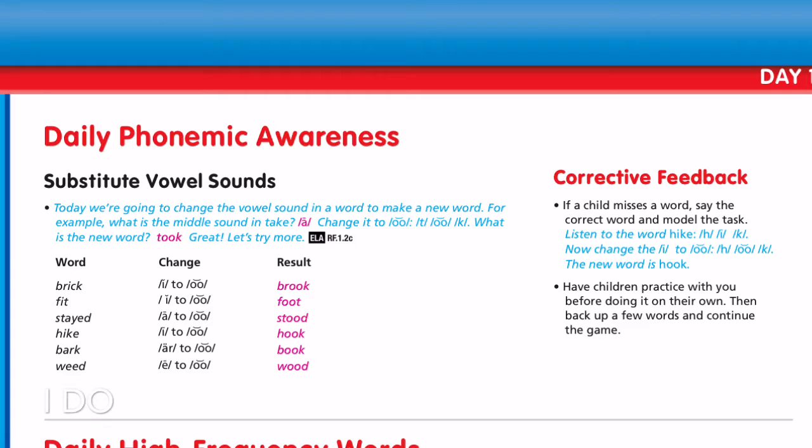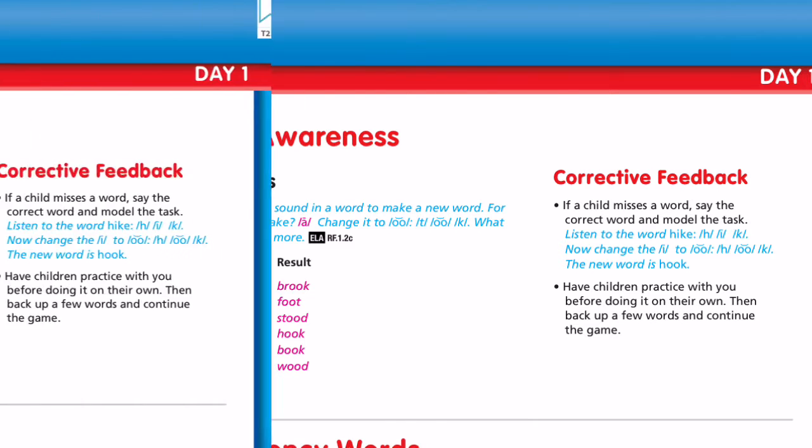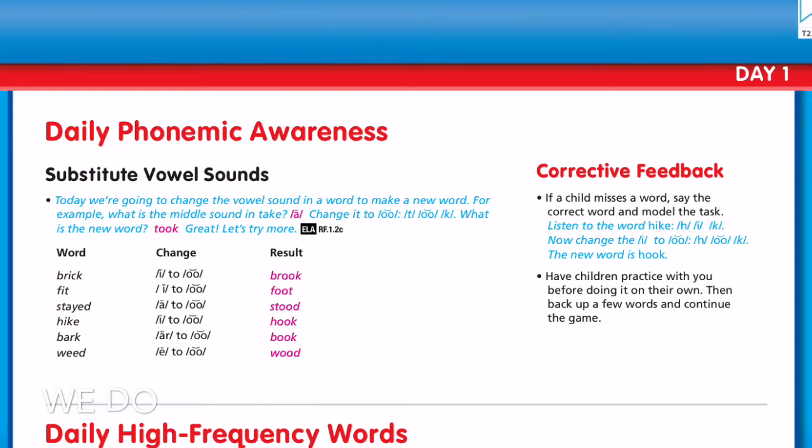So again, this week we are working on the vowel digraph with the double O. So we're going to work on changing the vowel sound in words to make new words. For example, the middle sound in take would be a long A sound, but if we change it to the double O sound, we would get took. So we're going to try a few more examples. So we'll start with the word brick. So the middle sound in brick is I, and if you change that to the double O sound, you would get brook.